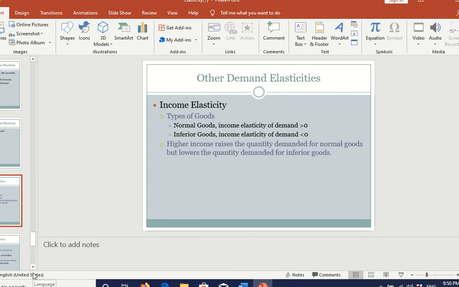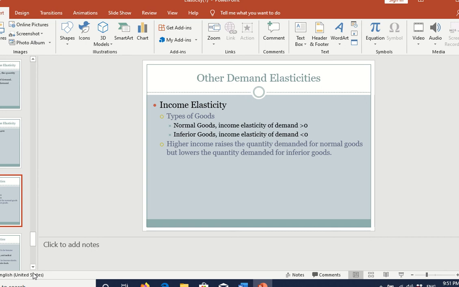So let's recall what we learned in the beginning of the semester. When it comes to how income affects the demand for a good, we divide goods into two categories, normal goods and inferior goods. A normal good is one where, when income increases, the demand for it increases. When income drops, the demand for normal goods drops. As a result, the income elasticity of demand should have a positive sign, because income and the demand for normal goods are positively related.